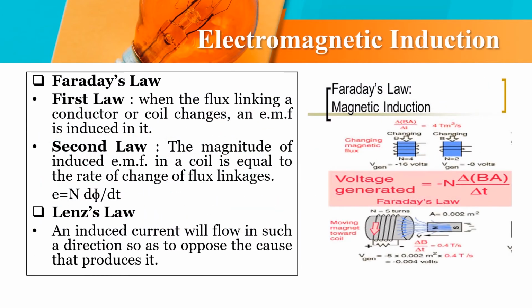Faraday's law. First law. When the flux linking a conductor or coil changes, an EMF is induced in it. Second law. The magnitude of induced EMF in a coil is equal to the rate of change of flux linkages. Lenz's law. An induced current will flow in such a direction so as to oppose the cause that produces it.